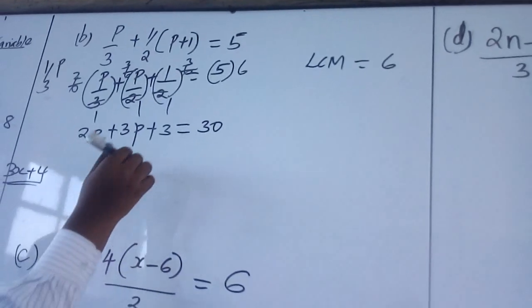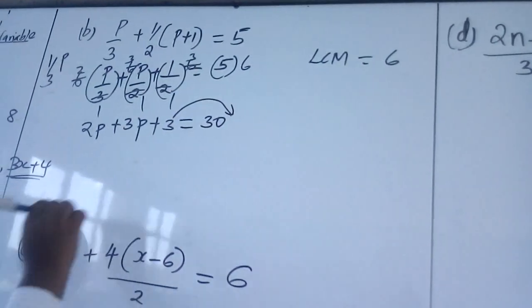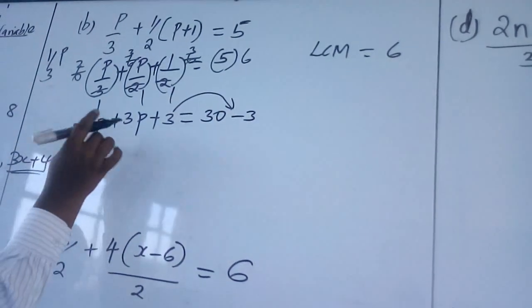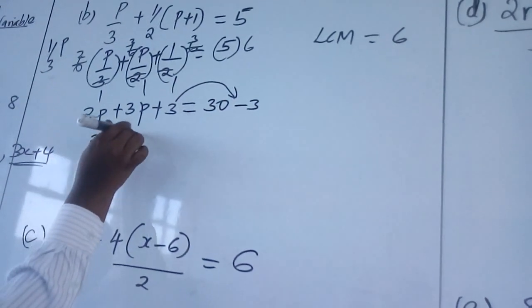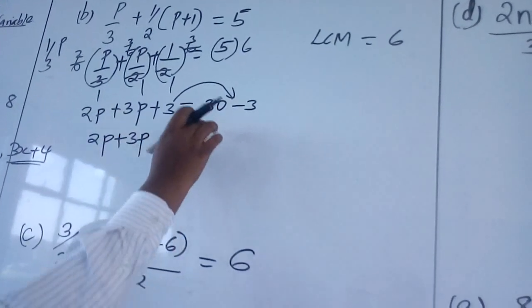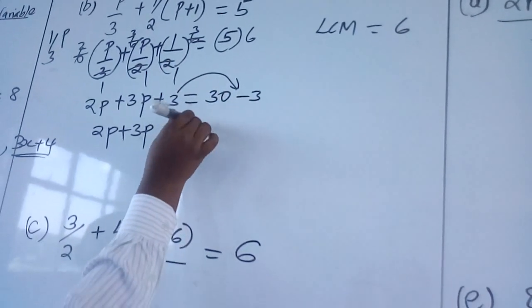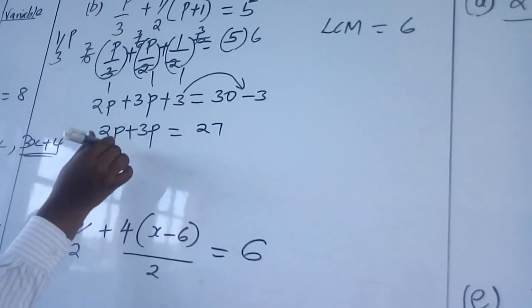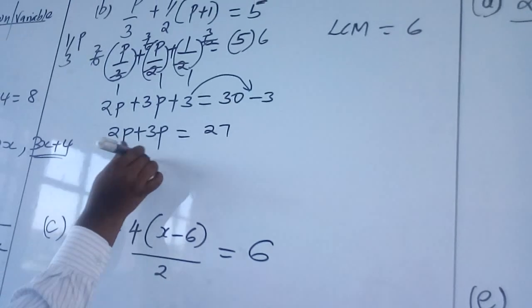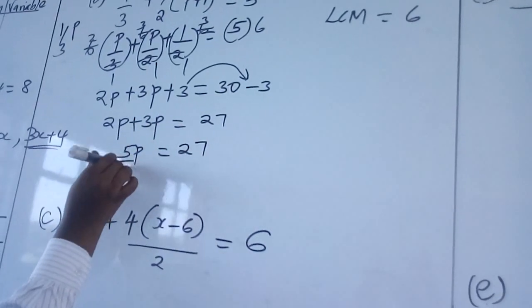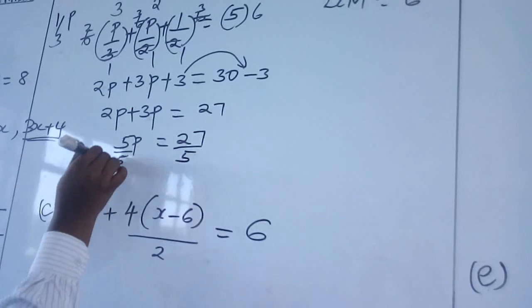Then from there, write like terms together. You can take 3 to the other side, which will be minus 3. So here we are left with 2p plus 3p equals, when you subtract here, you get 27. Add here to get 5p equals 27. Divide by 5.